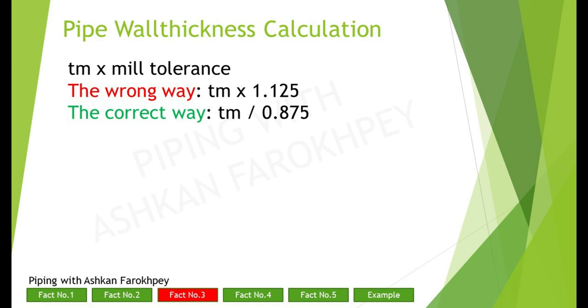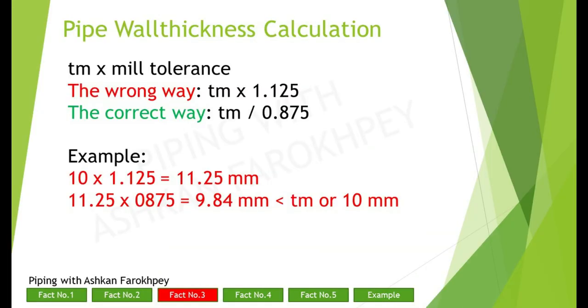Fact number 3. When considering 12.5% mill tolerance in thickness calculation, it doesn't mean to multiply the final Tm by 12.5%. We have to find a thickness that by subtracting 12.5% of that thickness, the final quantity doesn't come below the minimum calculated wall thickness or Tm. So, what is right is to divide your final quantity by 0.875. This will give you the correct final thickness.